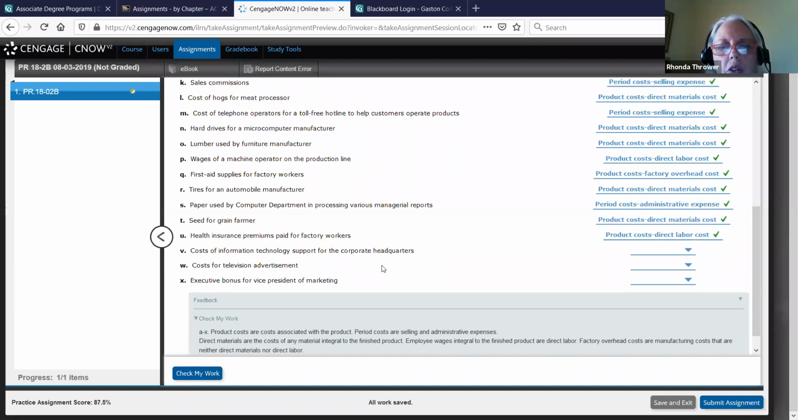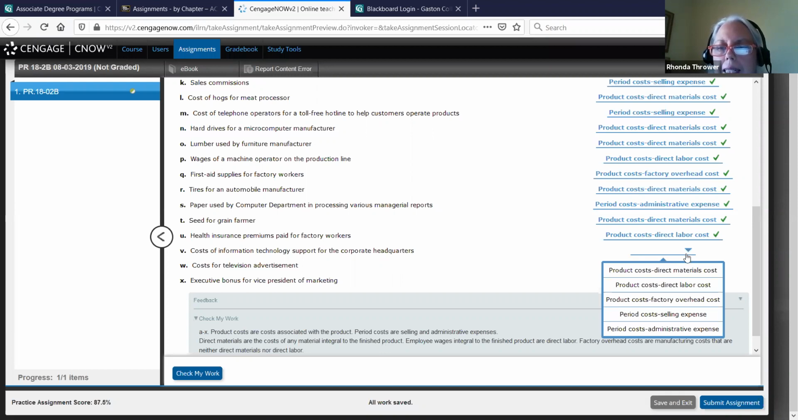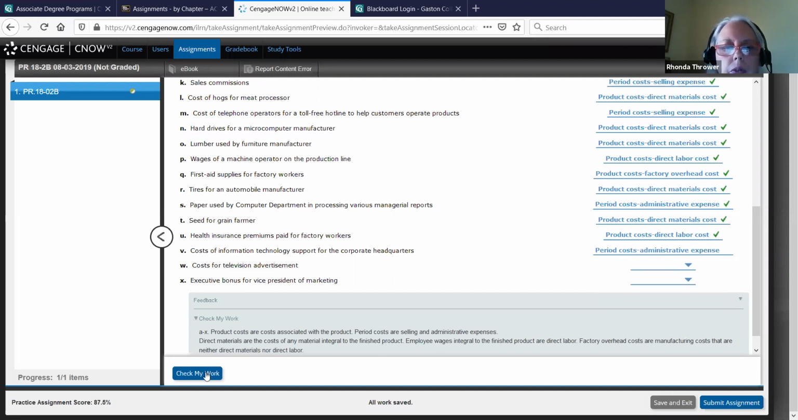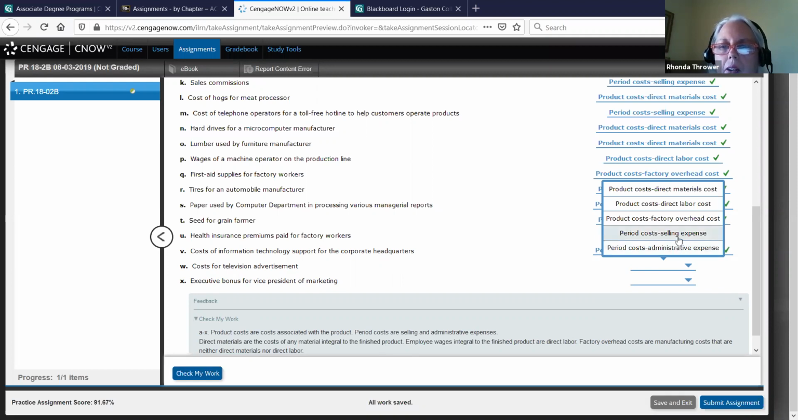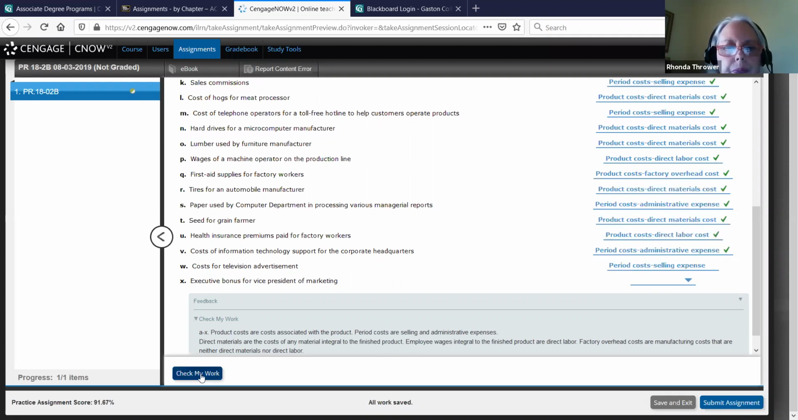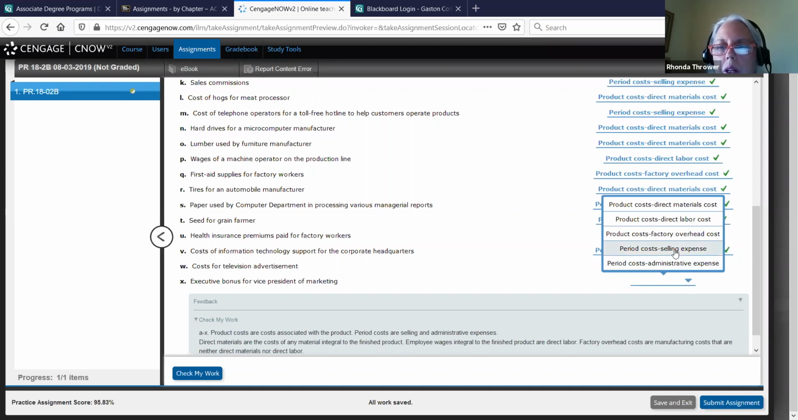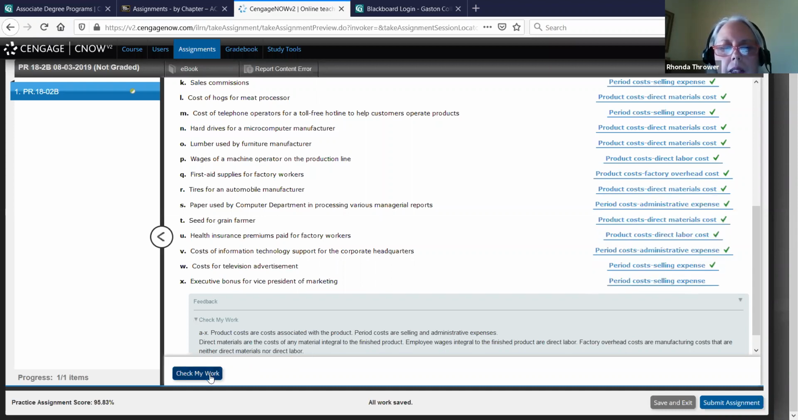Cost of information technology support for corporate headquarters. I would think that would be an administrative expense, and so it's a period cost. Cost for television advertisement, that's a selling expense, and it is a period cost. Executive bonus for vice president of marketing. Marketing usually has something to do with selling, and so I would consider this a period cost, selling cost.